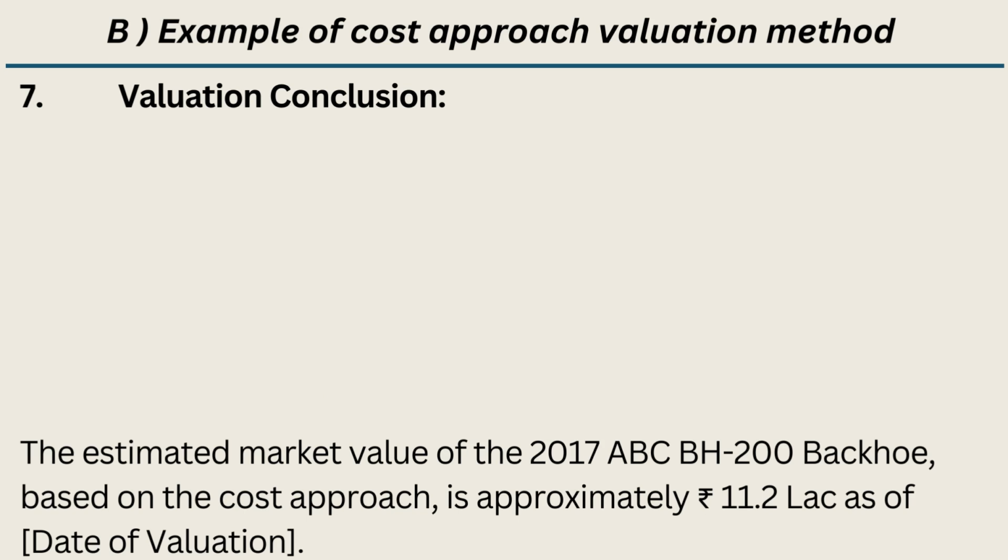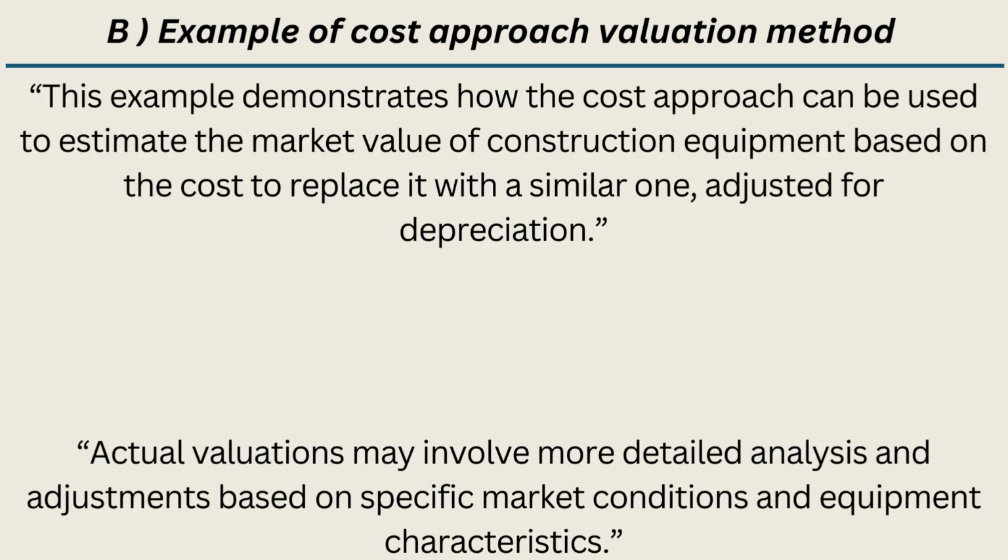7. Valuation conclusion. The estimated market value of the 2017 ABC BH-200 Backhoe, based on the cost approach, is approximately 11.2 Indian rupees lakh as of date of valuation. This example demonstrates how the cost approach can be used to estimate the market value of construction equipment based on the cost to replace it with a similar one, adjusted for depreciation. Actual valuations may involve more detailed analysis and adjustments based on specific market conditions and equipment characteristics.